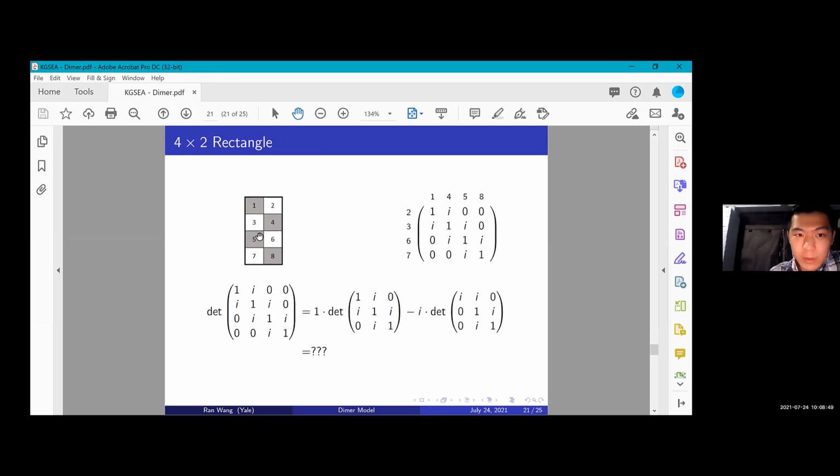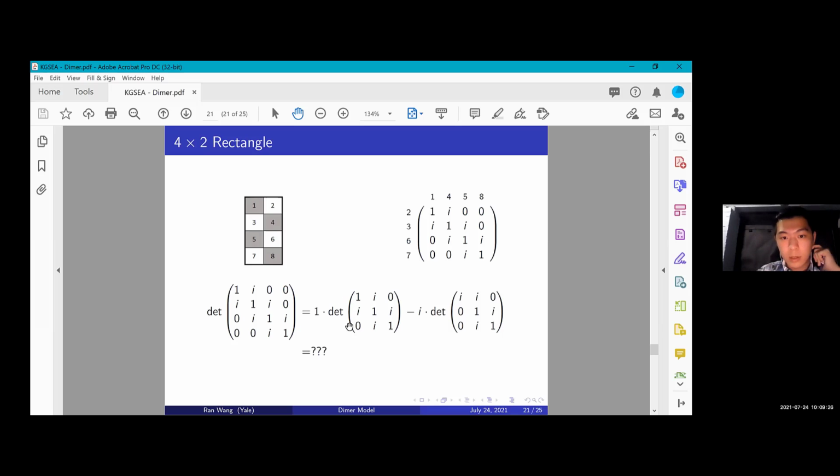Again, here's the 4 times 2 rectangle, and we label the last row as 7 and 8. Again, we update the indices here, and we update our small Kasteleyn matrix. After that, we just calculate the determinant here. As Joseph just mentioned, for the 4 times 4 we have the same formula. I only keep the first 2 terms here because the other 2 start with 0, so they are actually 0. We don't have to care about that.